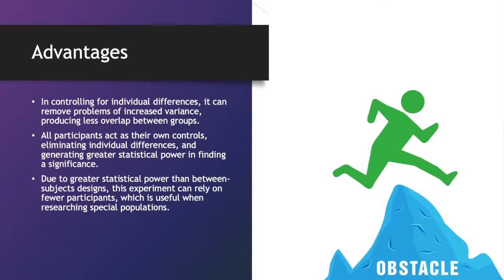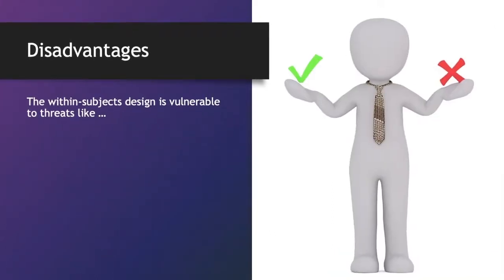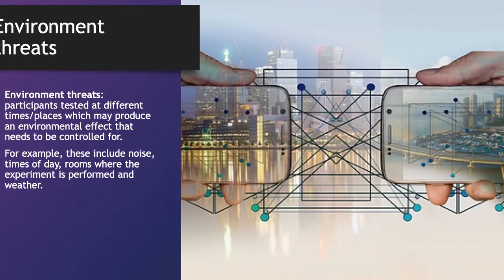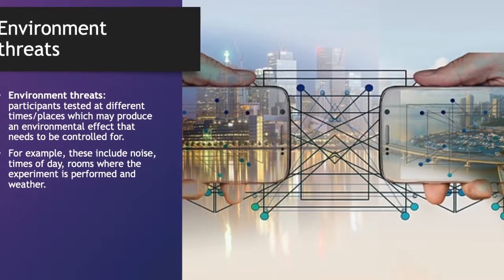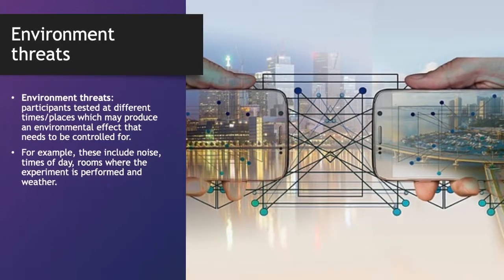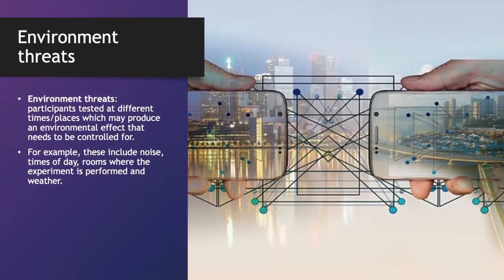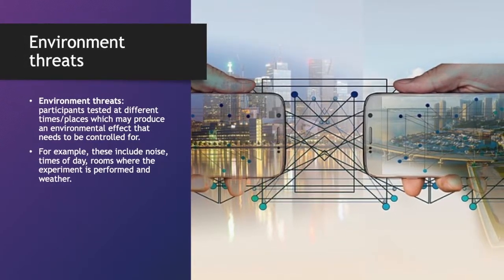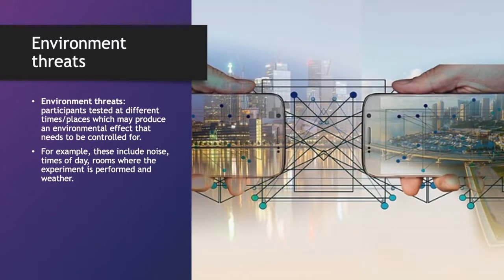researching special populations. Disadvantages of within subject designs include that it is vulnerable to threats like environmental threats, which are where participants tested at different times or places may produce an environmental effect that needs to be controlled for. For example, this includes noise, time of the day, rooms where the experiment is performed, and weather.